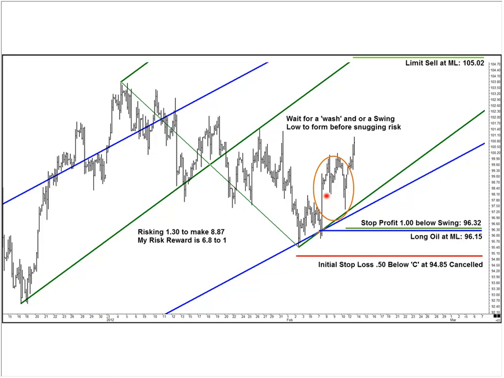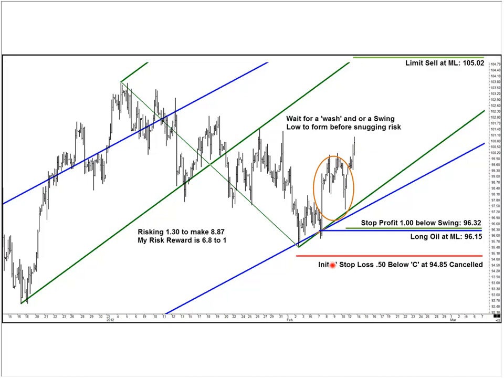Now, there's nothing wrong with taking your profit right here, but if you're looking for a move all the way up in here, you don't want to get pushed out just by the noise of the market. So I like to wait for this first wash and rinse to happen. And after I get that wash and rinse, and then price takes out and makes a new swing high, so it takes out these prior highs, then I'll think about moving my stop.